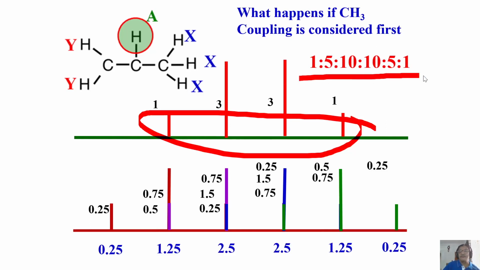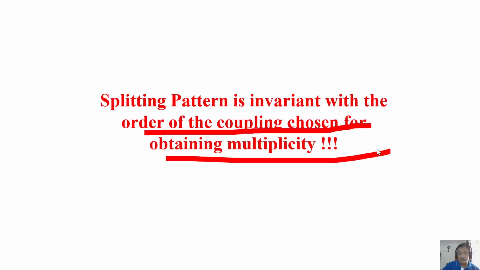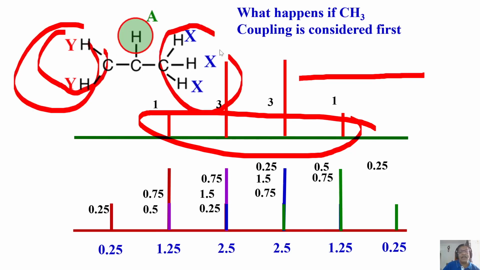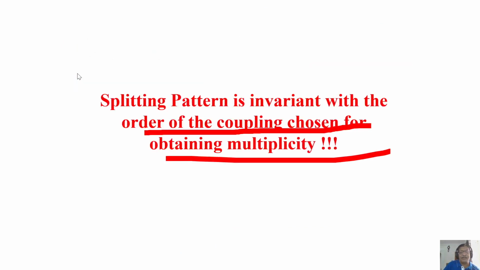Again, intensity is 1:5:10:10:5:1. What does it mean? The coupling pattern, the splitting pattern, is invariant with the order of coupling chosen for obtaining multiplicity. You take coupling of this to this first and then this later, or coupling to this first and then to this later. No problem at all. The order of coupling you take is immaterial. The final pattern remains the same. Doesn't matter. The order of splitting remains invariant.